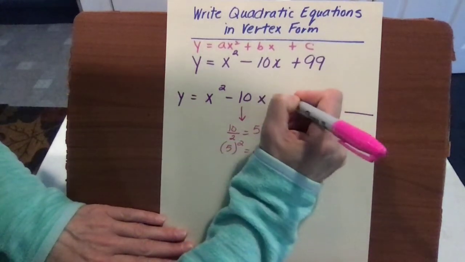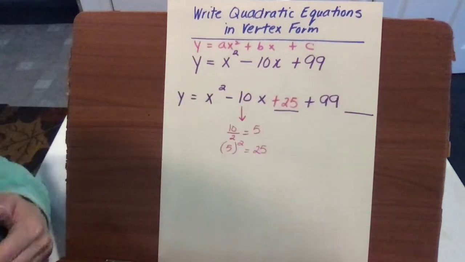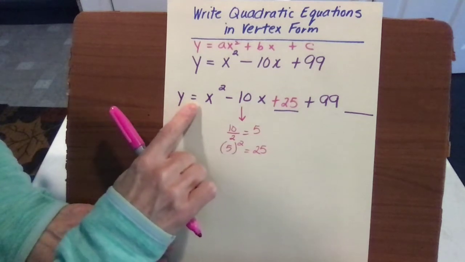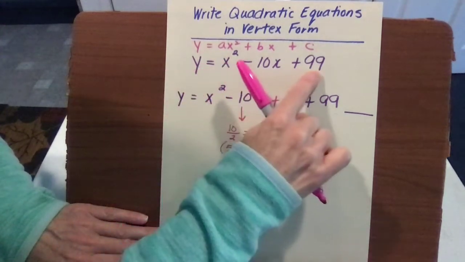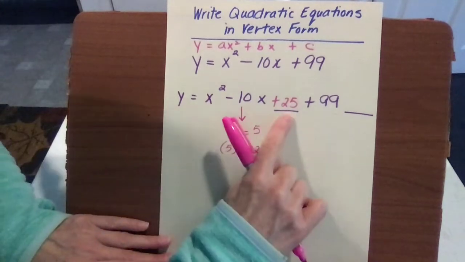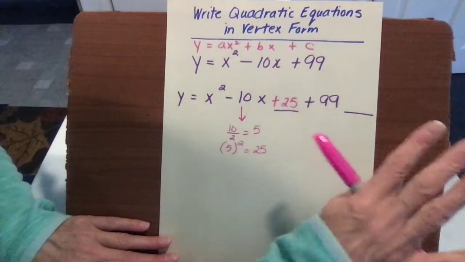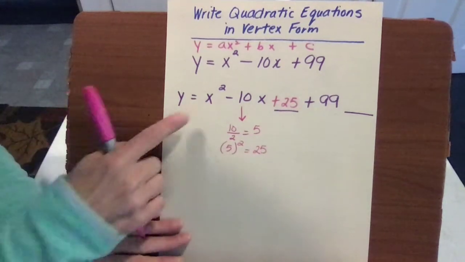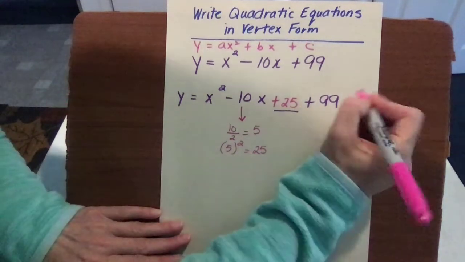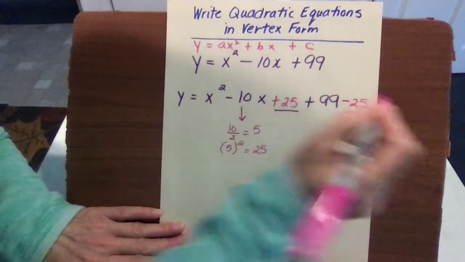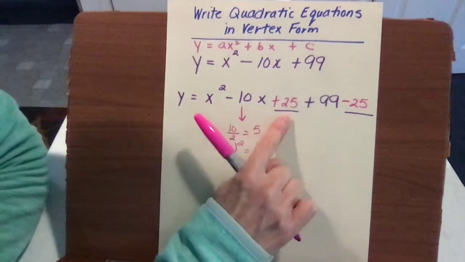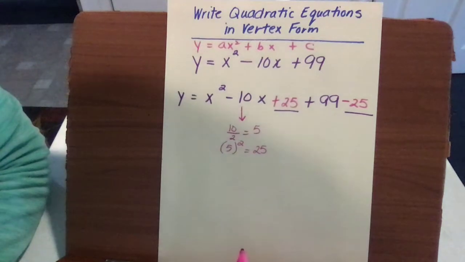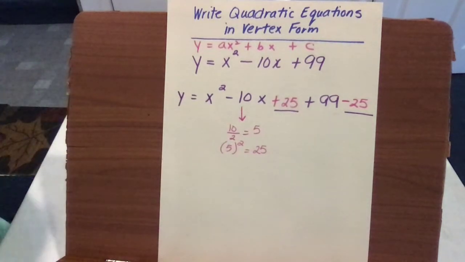So we're going to add 25 here, just like we did for completing the square. But now we have an equation, an equal sign. What we did is y was equal to x squared minus 10x plus 99, and it was balanced. We just added 25 more to the right-hand side. So to keep the balance, we subtract 25 on the right side also. If we're adding 25, we're going to subtract 25, which means we really added 0. But this is going to help us complete the square.